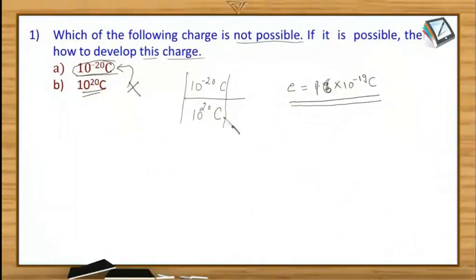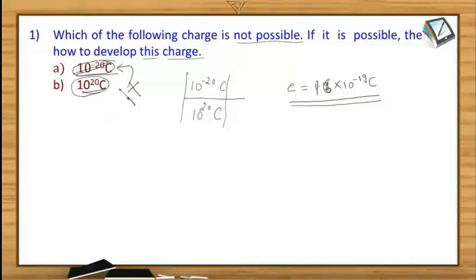Have you got the idea? There is a minimum limit to the charge, and here the required charge is even less than that particular minimum limit. So we cannot create this charge. So that was the question. Which of the following charge is not possible?